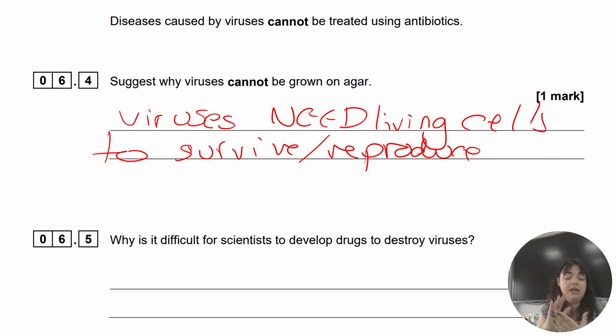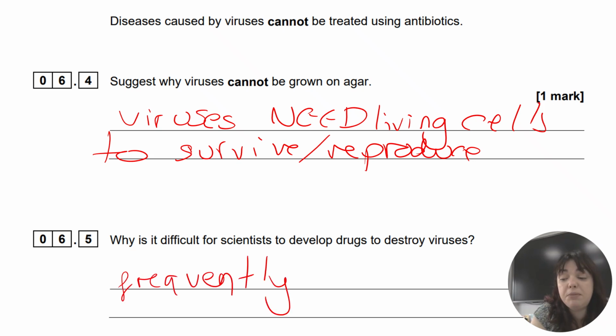If you are going to say that viruses need living cells and agar is not made of living cells, that's absolutely fine. Okay, why is it difficult for scientists to develop drugs to destroy viruses? It's because viruses, well, there's three different things you could say. I would go for they frequently mutate. That would be mine. Okay, they do frequently mutate.